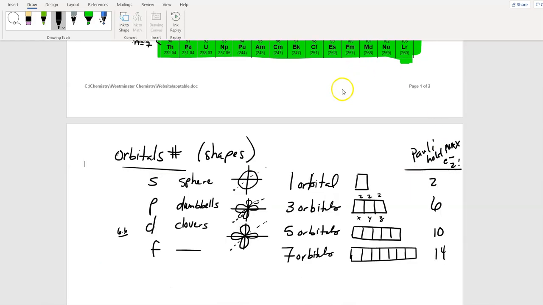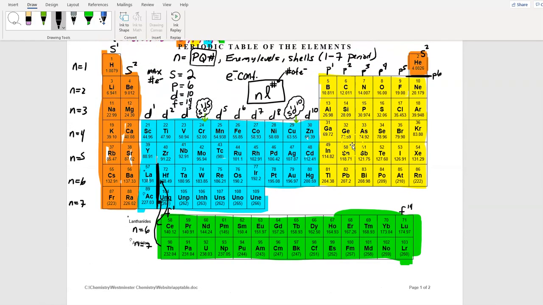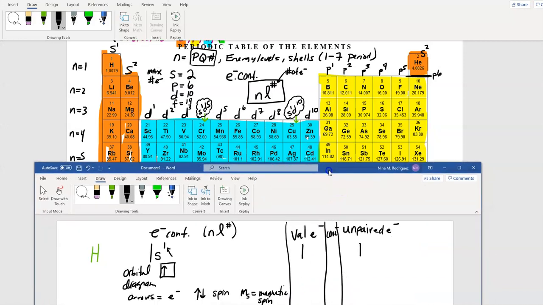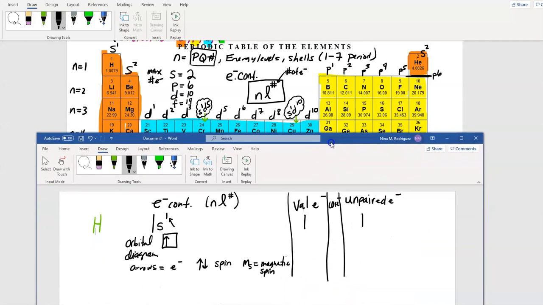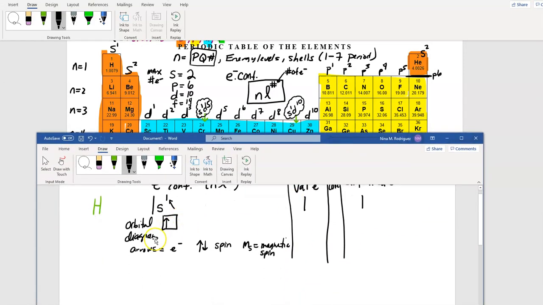So let me get my little periodic table back situated, and let's get my example up there to help us out. So now we're going to do Mr. Helium. So Mr. Helium, He. So what is his configuration?